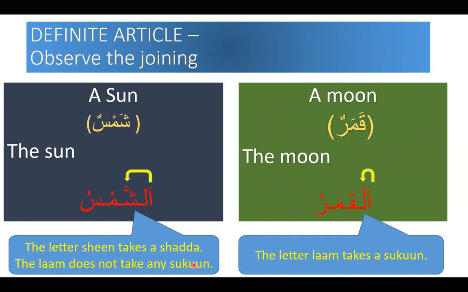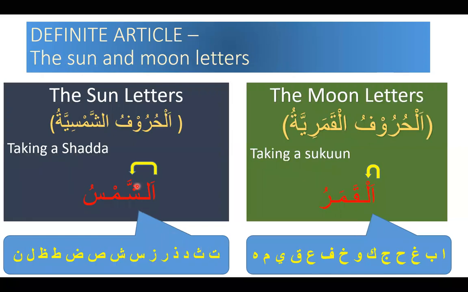Are you all seeing that? In the sun letters, the letter sheen, which is the first letter of the word, takes a shadda instead, and there is no sukun on the lam. Now, how are these referred to in Arabic? The sun letters are known as al-huruf ash-shamsiyyah. Say that, everyone.